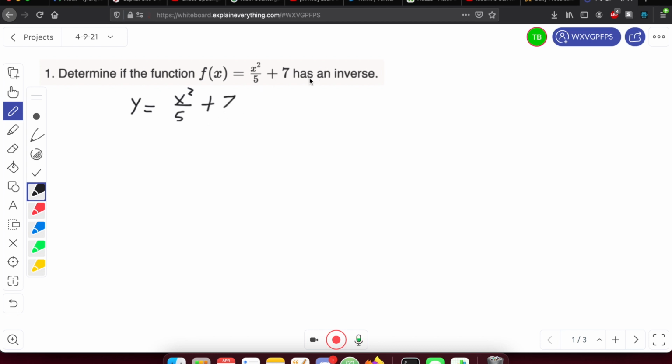Now when we're looking for an inverse, we're going to swap the x and the y, and then solve for y. So we'll replace y with x, and we'll replace x with y, giving us x equals y squared divided by 5 plus 7. And now we're just going to solve for y here.